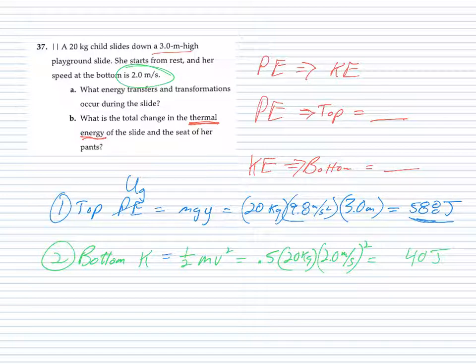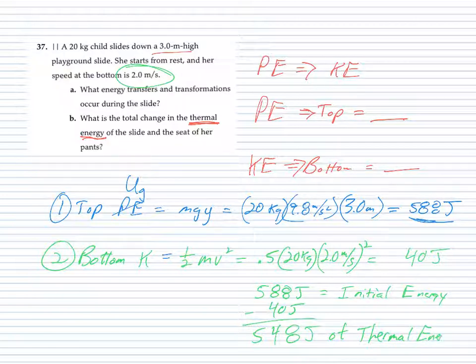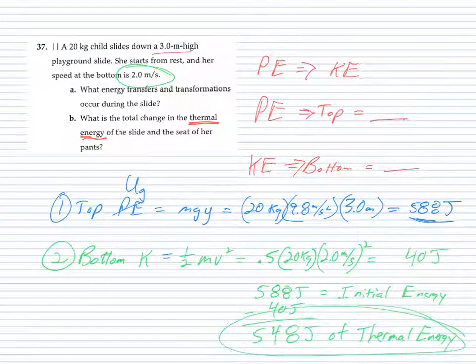So let's say we had 588 joules initial energy. There's only 40 at the bottom. Let's subtract those, and we're going to get 548 joules of lost energy. Where was it lost? It was turned into thermal energy. That one's fun, isn't it? 548. Bye-bye.